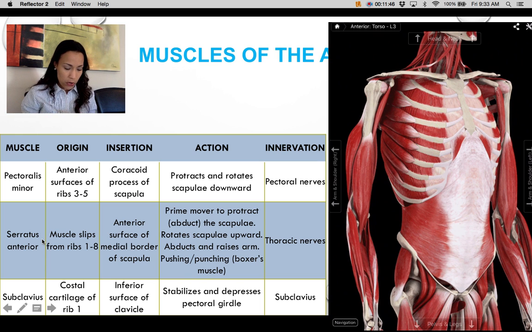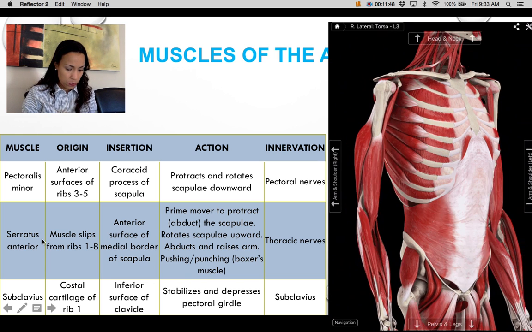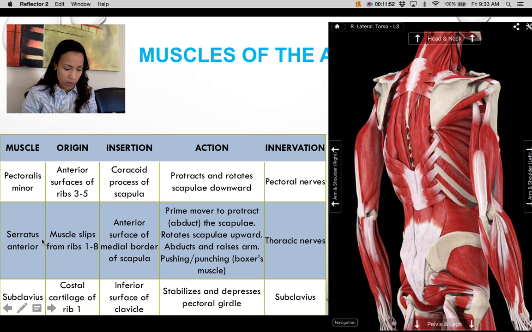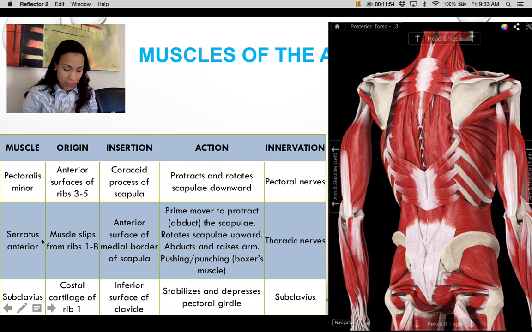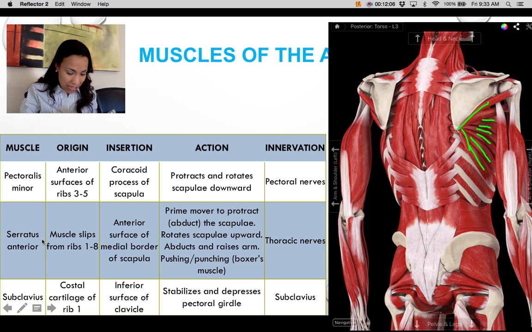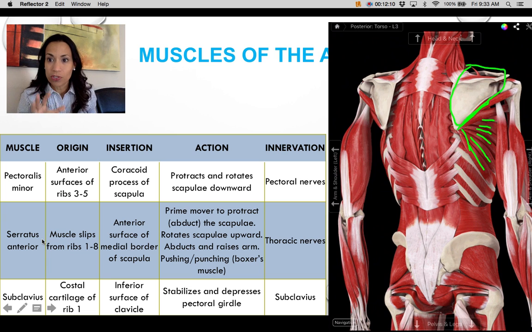Now, look at this. Follow the muscle. Keep your eyes on the muscle. See, this is the posterior surface of the muscle. And see how it goes from anterior to lateral to posterior and attaches on the scapula. But you agree that this is the posterior surface of the scapula, and you cannot see the serratus anterior.